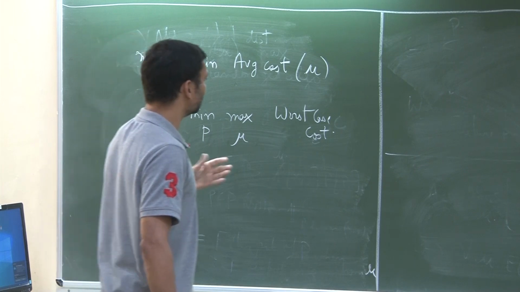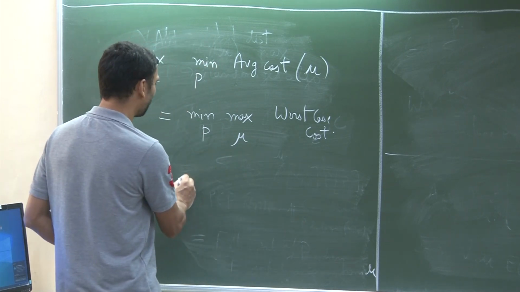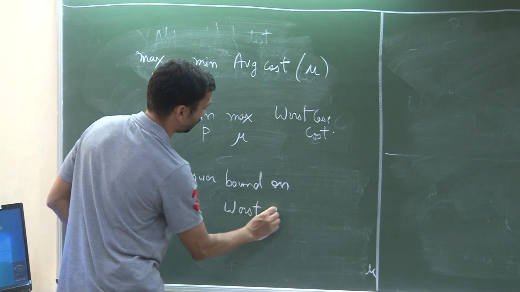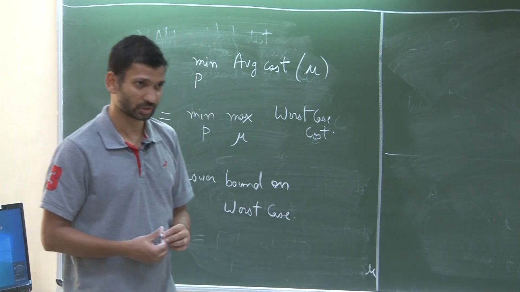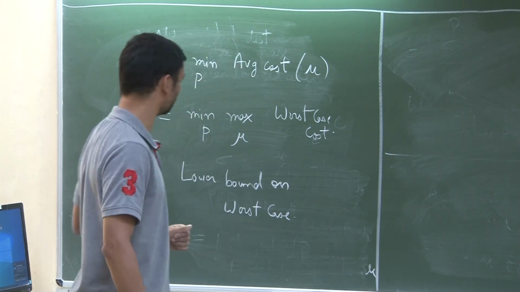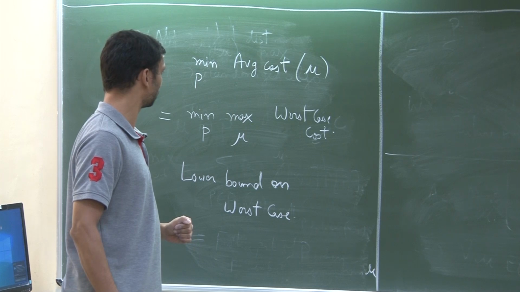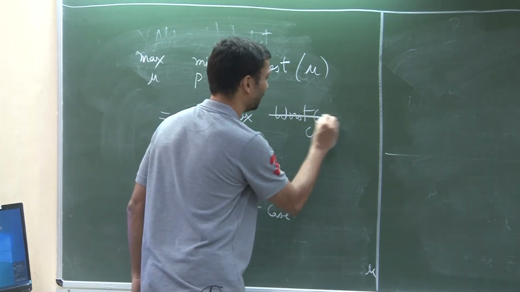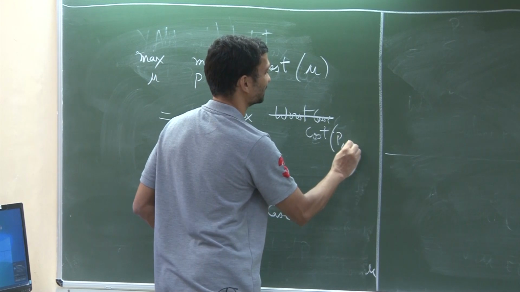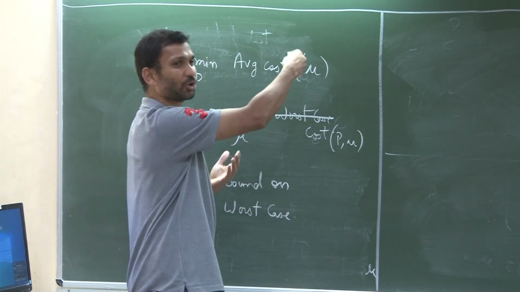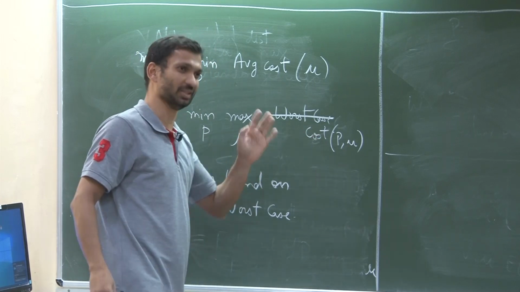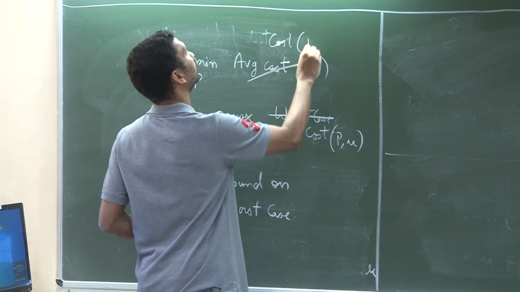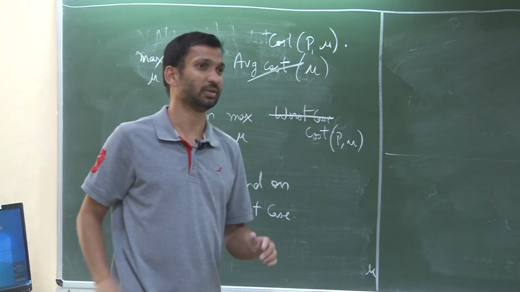Okay, and the main reason why this theorem is so fantastic is because it allows us to put a lower bound on the worst case. Yes, question? Max of, sorry. I shouldn't say worst case. You are right. I should say cost of p comma mu. It will actually be the same thing. So I would say cost of p comma mu, and this I have not defined.